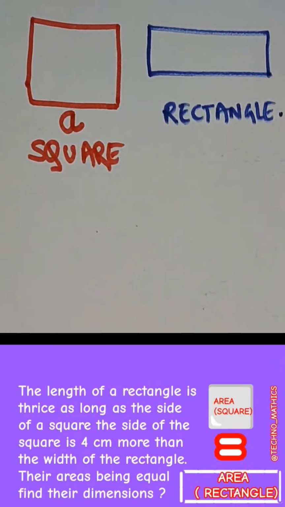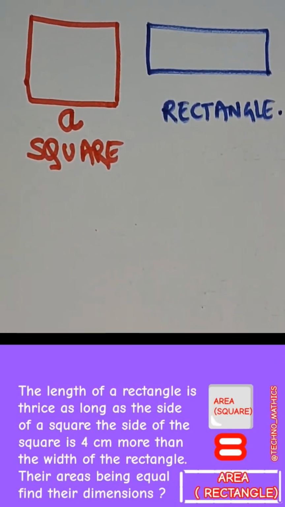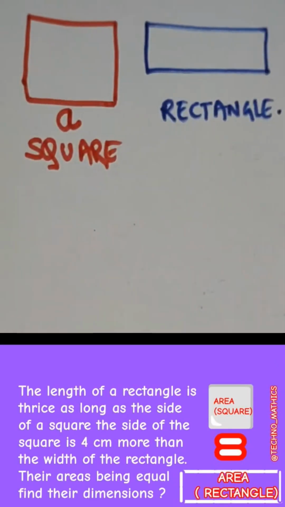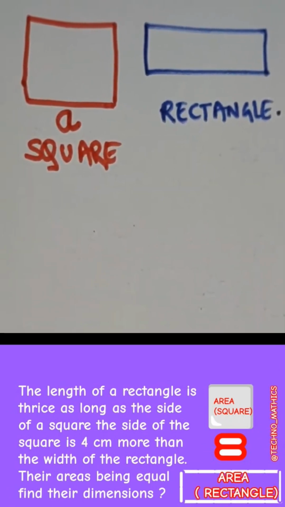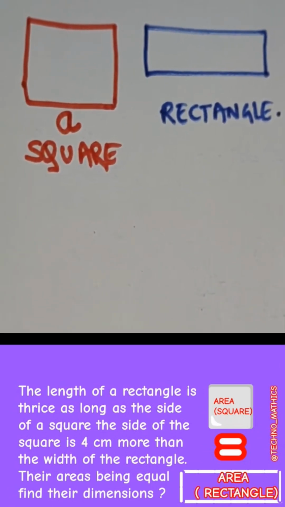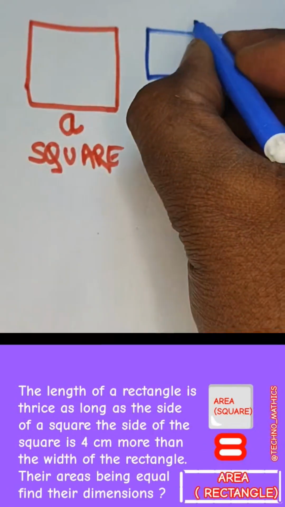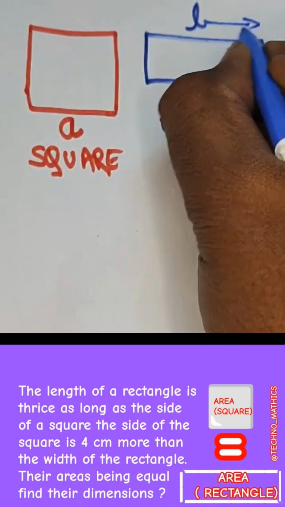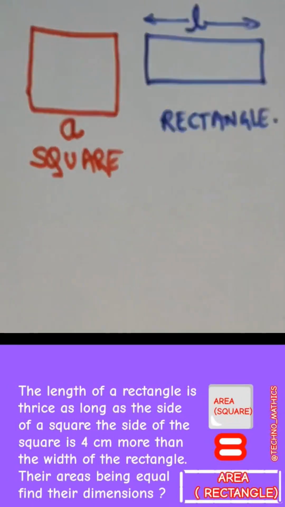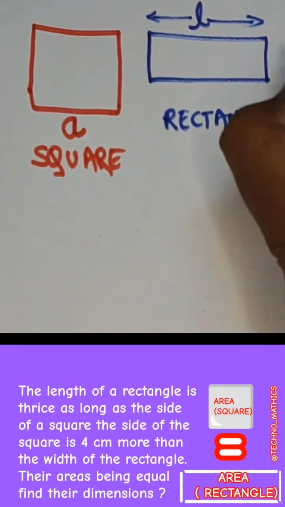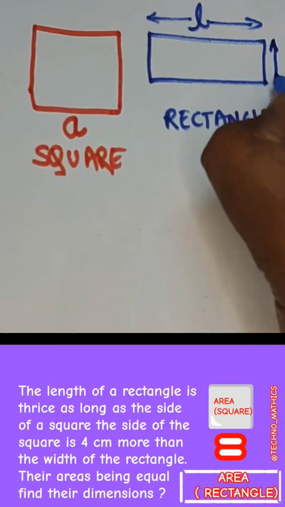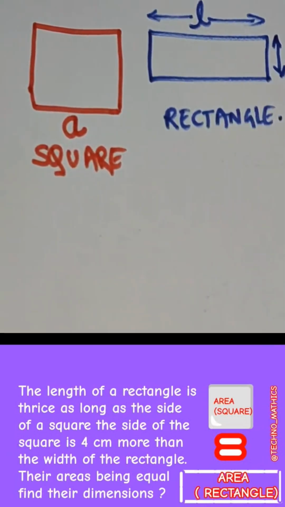Let me read the question. The length of the rectangle is thrice as long as the side of a square. The side of the square is 4 centimeter more than the width of the rectangle. So some relations are given between the length and breadth of this rectangle and the side of the square. Let us assume the length is L for this rectangle, and the breadth of this given rectangle is B.